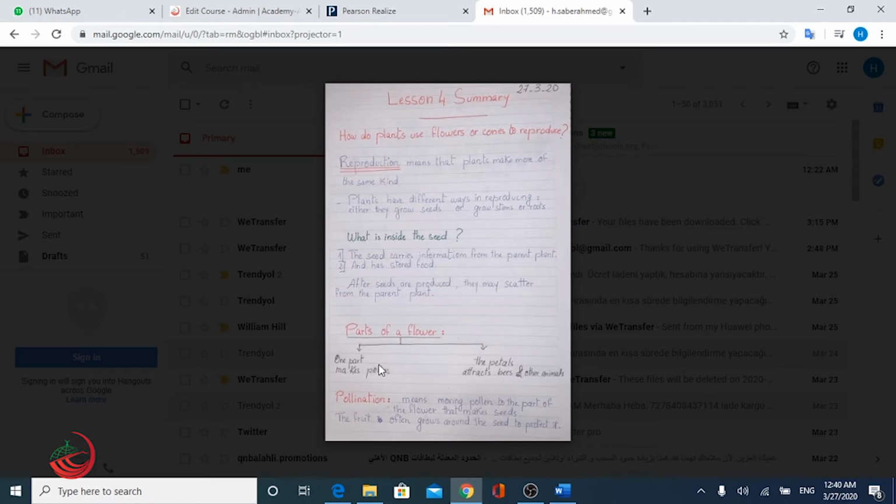This is pollen and pollination. We said that pollen is a yellow powder or yellow grain that is responsible for pollination.